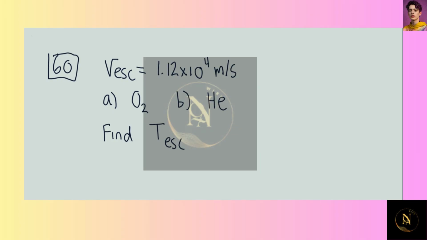Okay, in this problem, we are looking at molecules in the atmosphere of the Earth, and we were asked at what temperature these molecules, on average, would be able to escape the atmosphere. We're given the escape velocity in the atmosphere, which is about 10,000 meters per second, and we're given two different gases. In part A, we're looking at oxygen molecules. In part B, we're looking at helium molecules, and for each, we're asked to find the temperature at which the average particle would be able to escape the atmosphere.